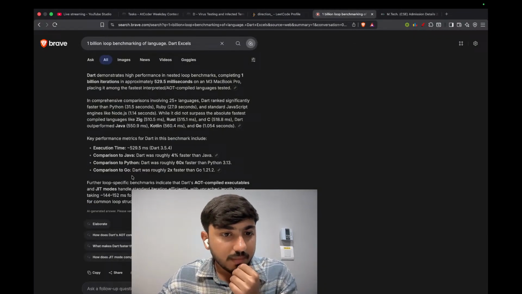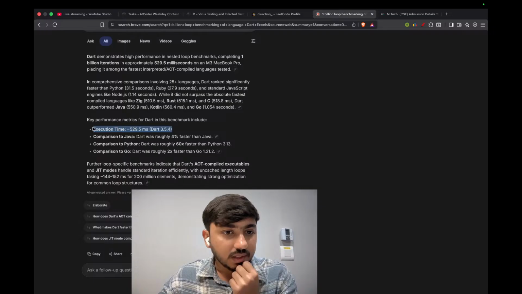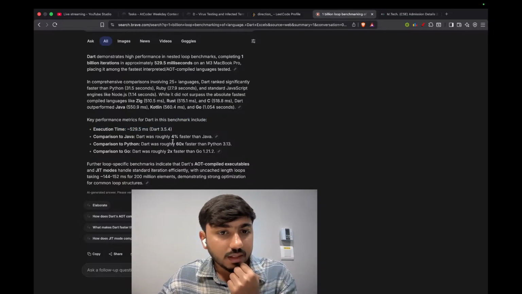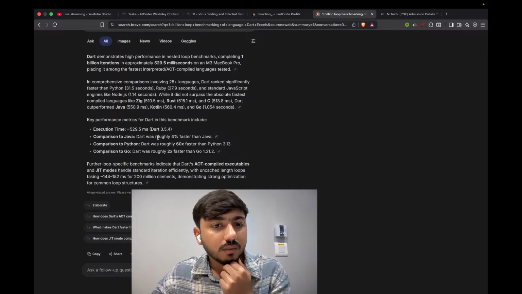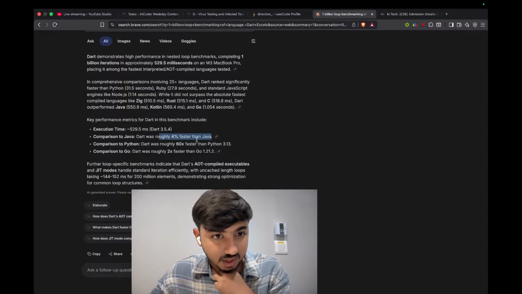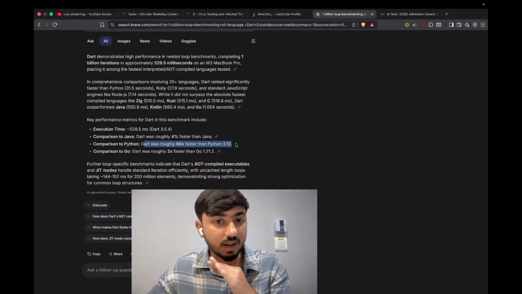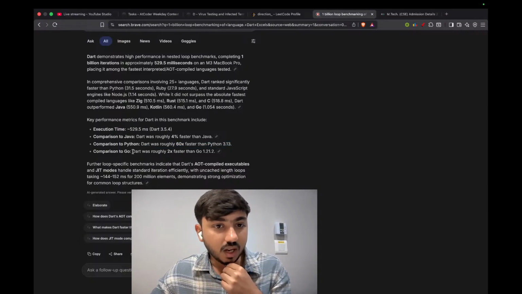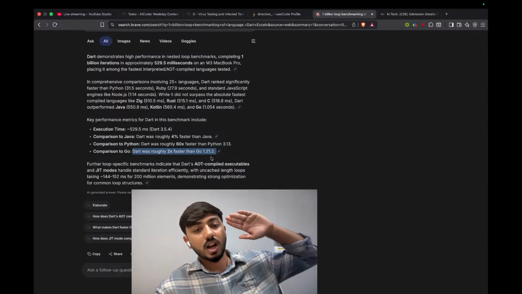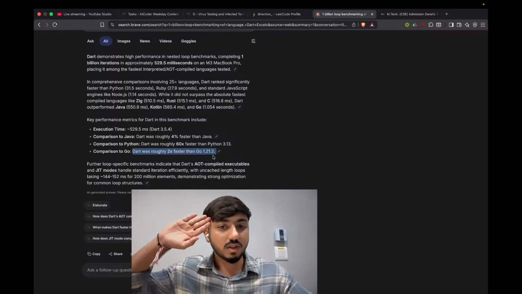What's actually the benchmark by Dart? Yeah, the performance. Dart was roughly 60x faster than Java. Dart, crazy man. Hats off to Dart.